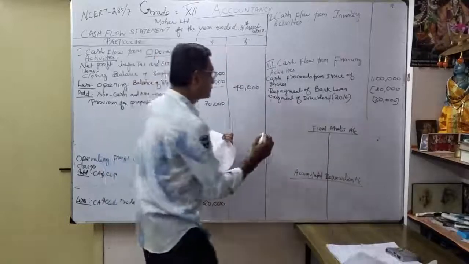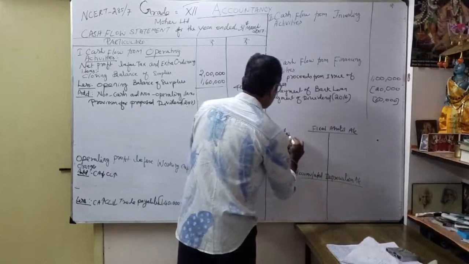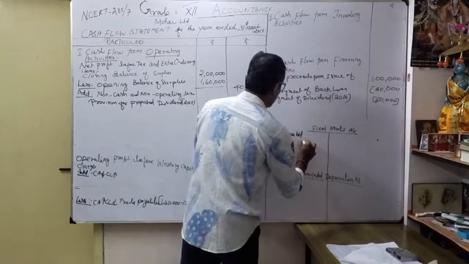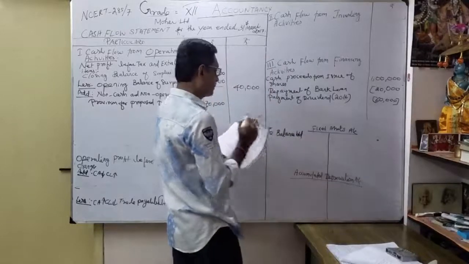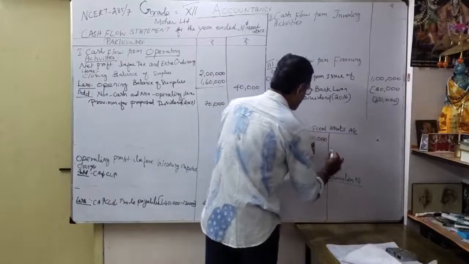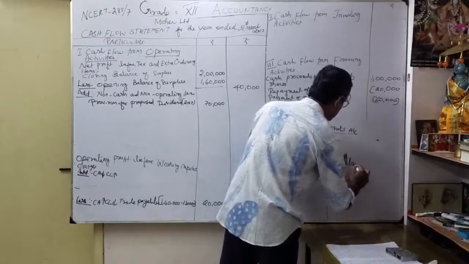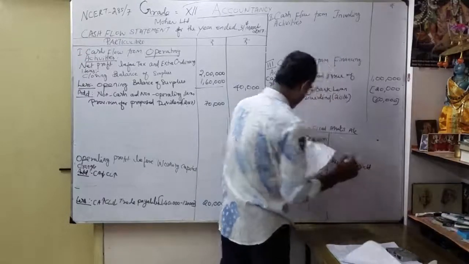Okay. Now we are going to do the two accounts. By balance brought down, how much? 4 lakhs. Okay. Similarly, by balance carried down, how much?